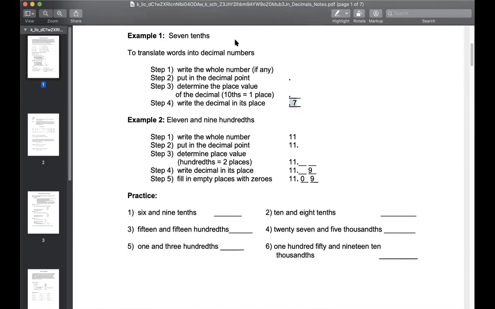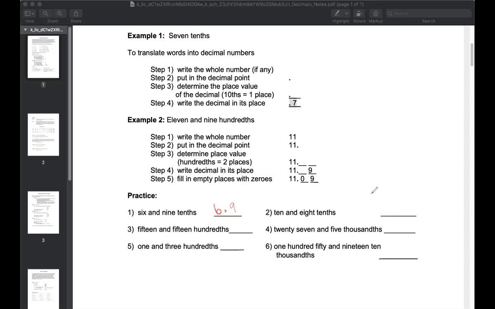6 and 9/10. 6 over 10. No. 6 and 9. 6 over 9. It'd be the 6 first, and then the 9 over 10. So we want to write it as a decimal, not as a fraction. So we're going to do 6.9. Okay. What about 10 and 8/10? 10.8. Very good. 10.8. All right.